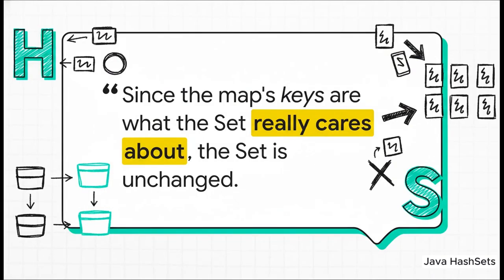And this quote just nails the whole concept. When you try to add a duplicate item, the HashMap's put method might overwrite the old value with the new one, but it doesn't change the key itself. And since the hash set is only interested in that collection of keys, from its perspective, nothing has changed. The set remains the same.